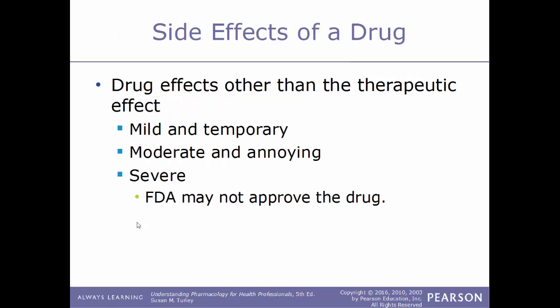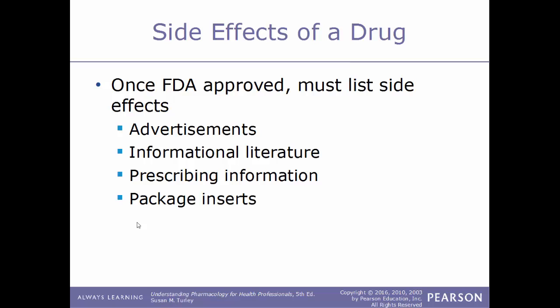All right, now we'll talk about side effects of a drug. Now, these are the effects of a drug other than their therapeutic effect. These can be mild and temporary, or they can be moderate and annoying, or these can be severe. And if they're severe enough, the FDA may not even approve the drug. Now, once a drug is FDA approved, it must list the possible side effects in all of the advertisements for the drug, and the informational literature while it's being prescribed, and also in packet inserts.